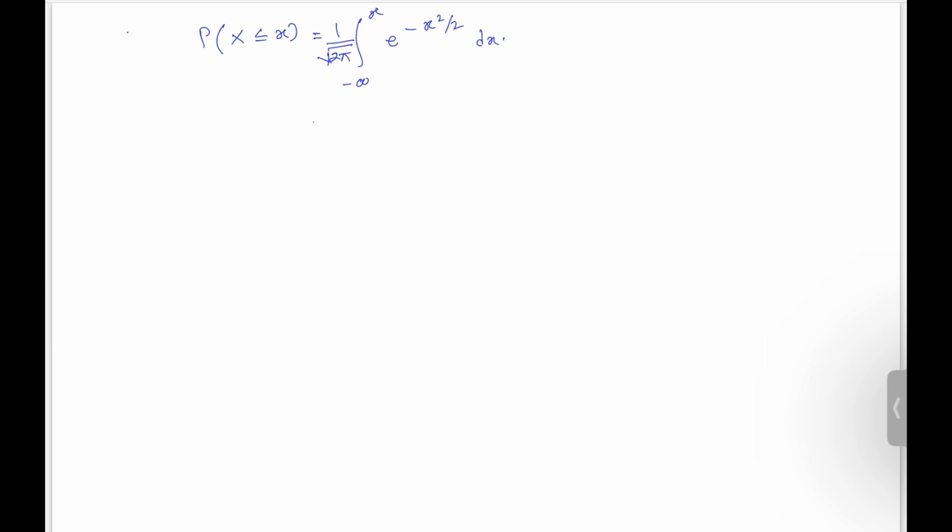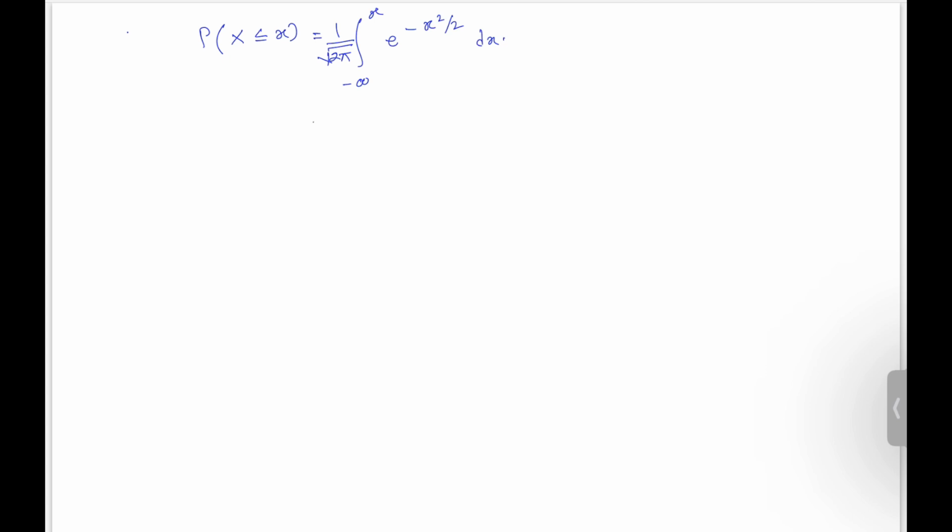Since this X is a standard normal random variable, the mean would be 0 and the variance would be 1. Right, so that is why we have written this PDF with mean 0 and variance 1. Now we can proceed and find this integral, and once we have this integral, we will have this probability. But the problem with this integral is that it will not have any kind of closed form expression.